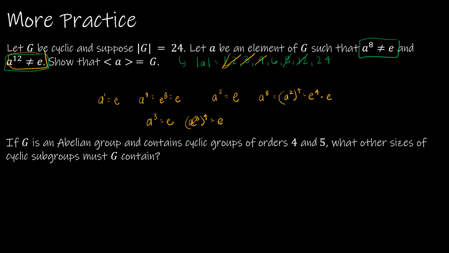It can't be 4, because we could do the exact same process with 8 or 12, and it can't be 6, because we would do the same process with 12. So the only thing it could be is 24. So if the order of A is 24, then it's clear that that's the order of G, and therefore the subgroup generated by A has order 24 and therefore equals G.